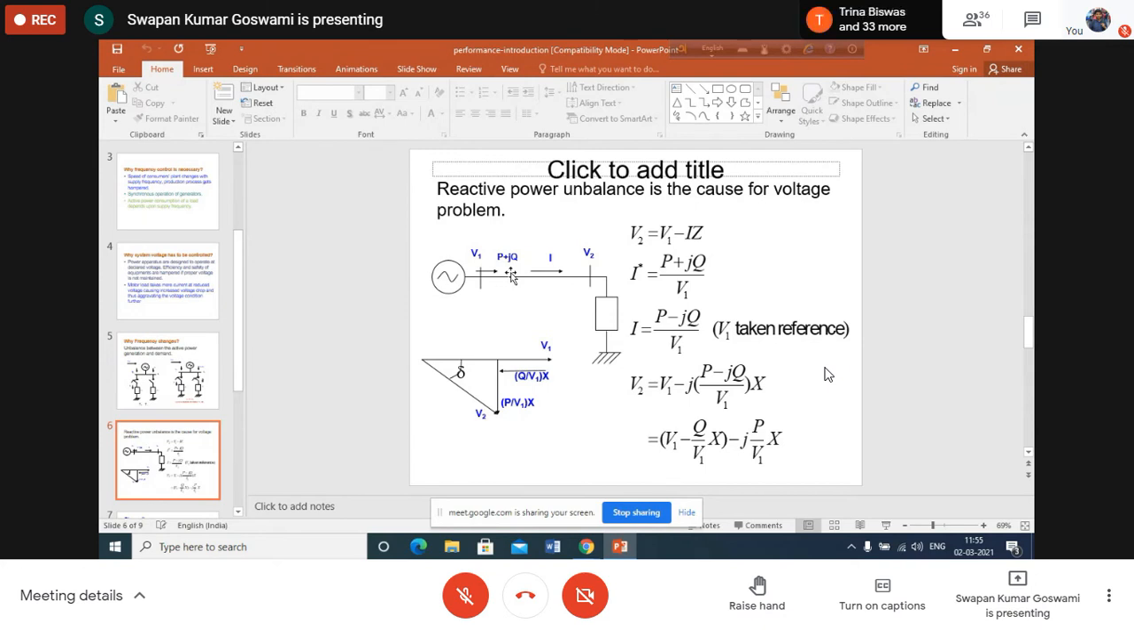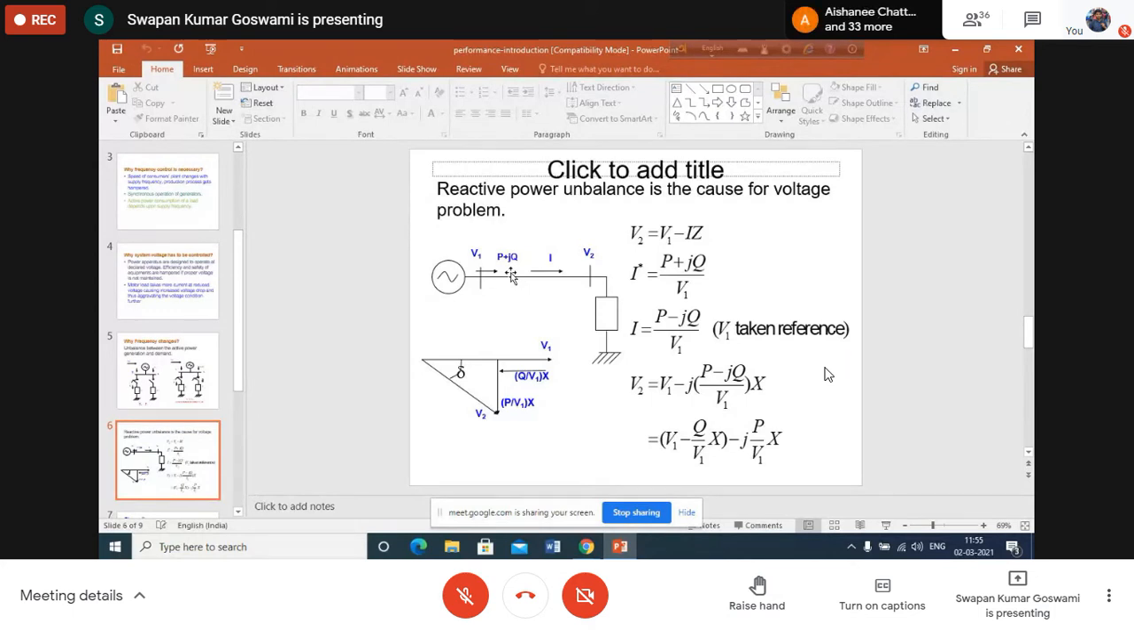No, my question is why I am not writing P minus JQ equal to V1 I conjugate, or not writing P plus JQ equal to V1 conjugate I. Why is V1 into I conjugate written as P plus JQ? Okay, this is my question. Sir, because when we consider complex power equal to VI conjugate, then we consider inductive.